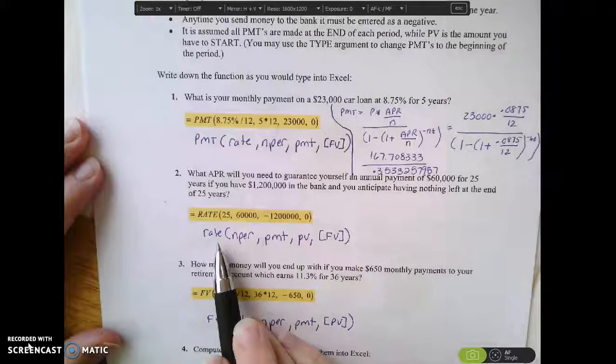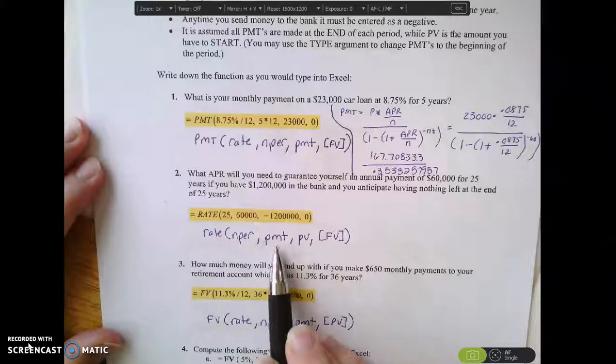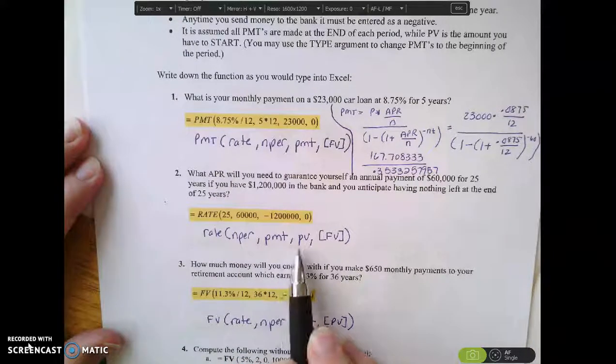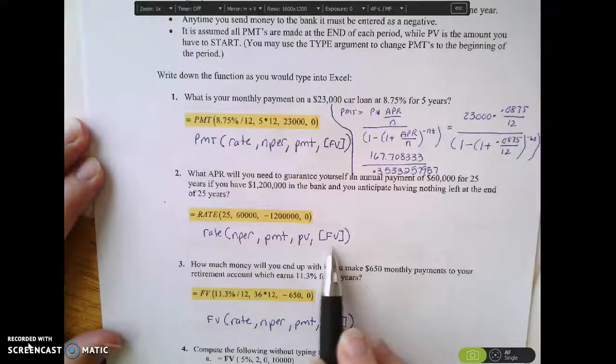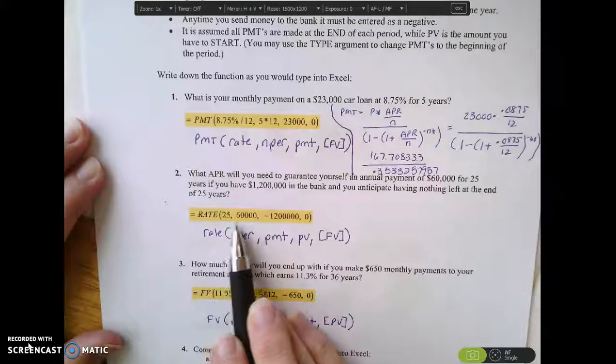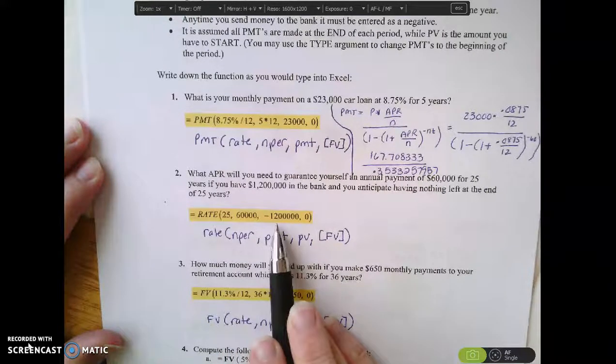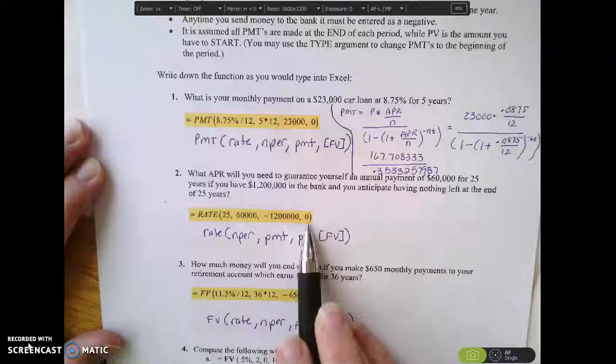So our formula for rate is number of periods. Second thing is the payment. The third thing is the previous value, and the last thing is the future value. In this case, the number of periods is 25 because there's 25 years. The amount of the payment is $60,000 because that's money that's coming to you. The previous value, this gets a little tricky, is negative $1,200,000, and the future value is 0.